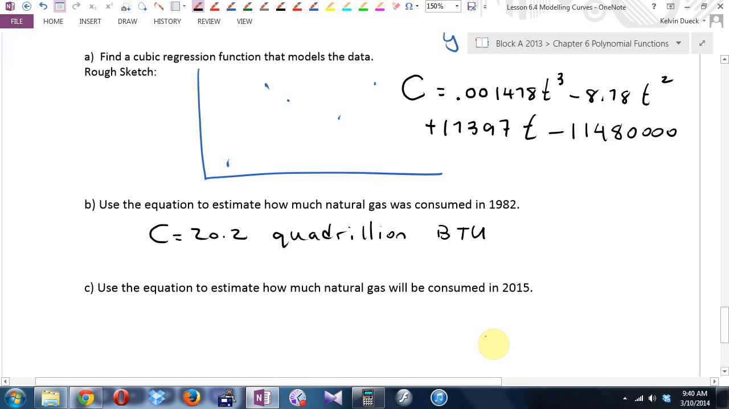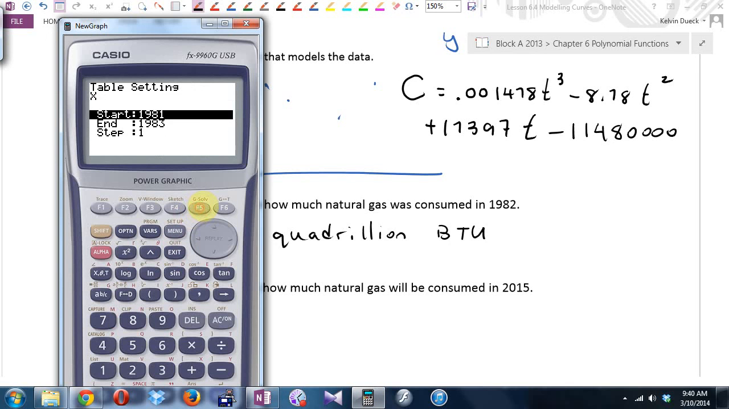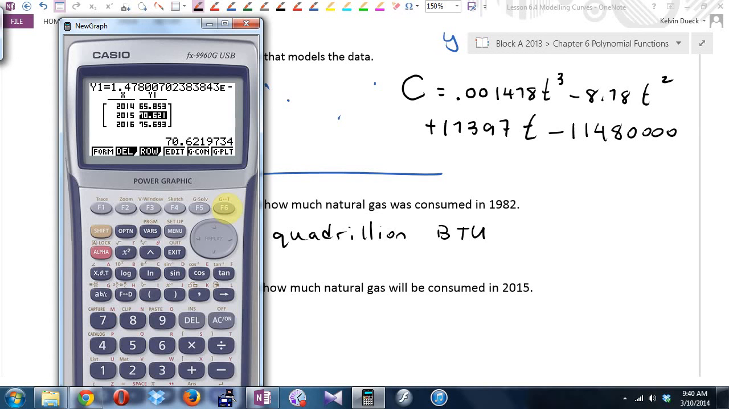How much natural gas will be consumed in 2015? Okay. Exit, set the table. 2014, 2016, go up by ones. In 2015, approximately 70.6 quadrillion.